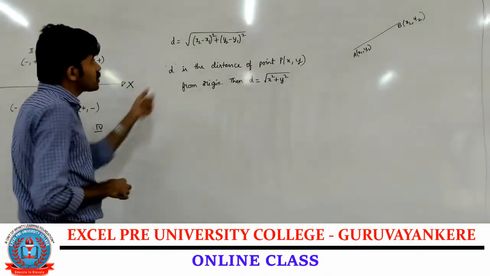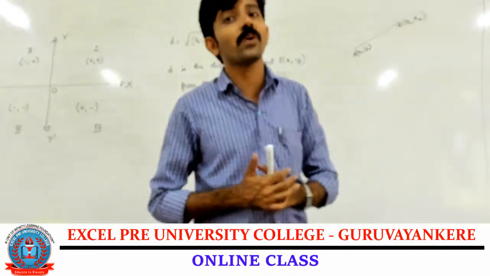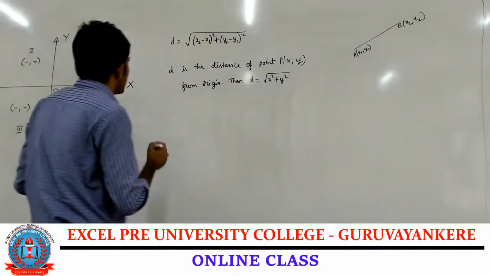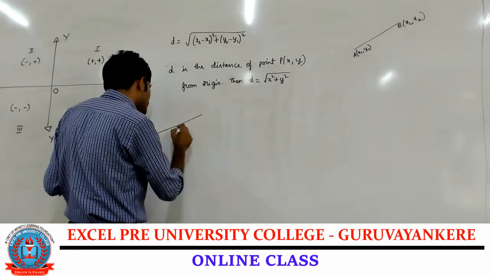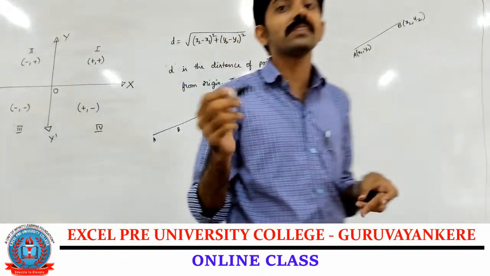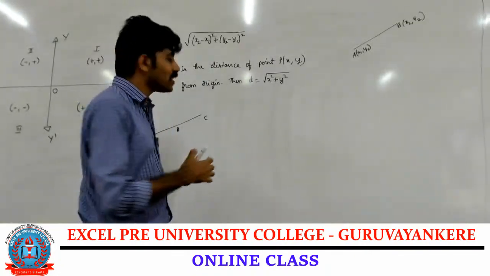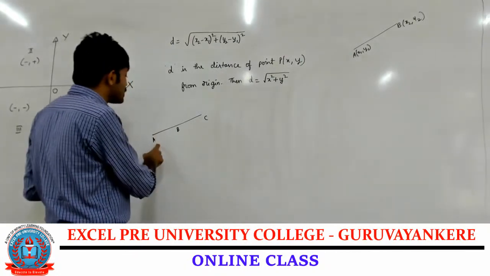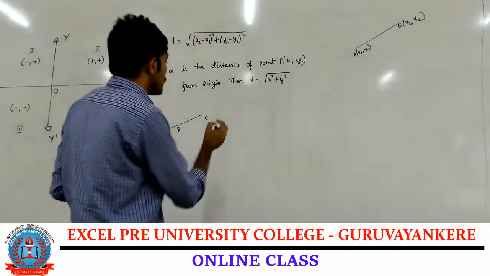What are the applications of the distance formula? Let us learn the applications of the distance formula. One is when 3 points are lying on the same line. Suppose you take A, B, C lying on the same line. If 3 points lie on the same line, what do you call them? They are collinear. Have you heard the word collinear, students? 3 points are said to be collinear if they lie on the same line.